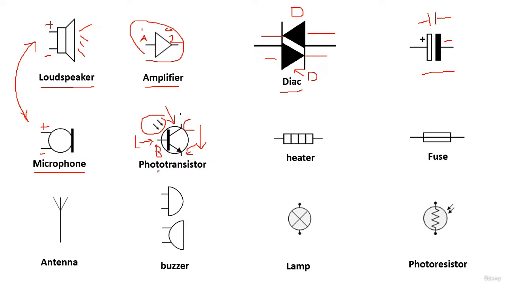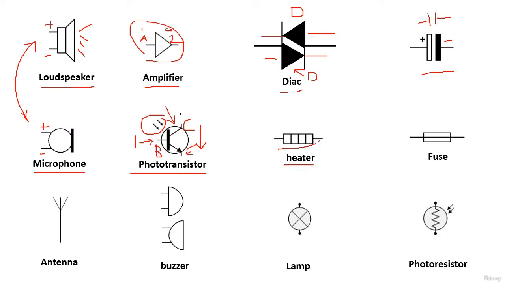The difference between a phototransistor and a normal transistor is in the base. The normal transistor gets a voltage in its base, but the phototransistor gets light in its base. For the normal transistor, the voltage is the operating signal, but for the phototransistor, the light is the operating signal.